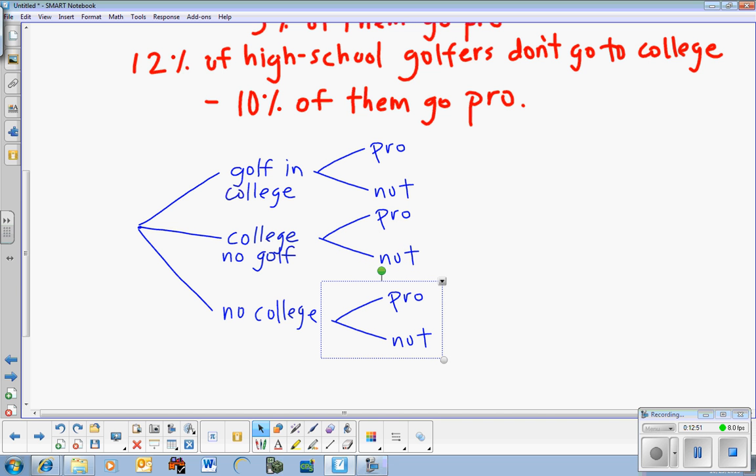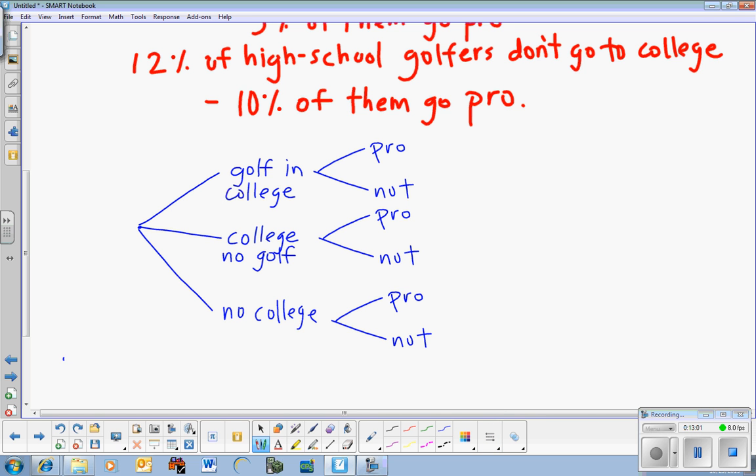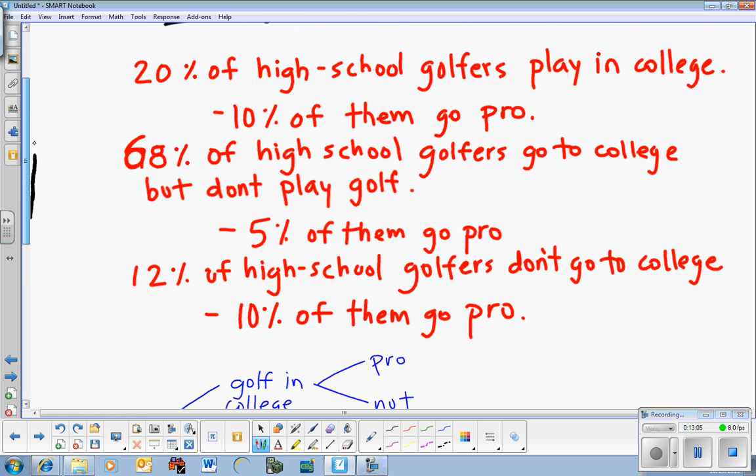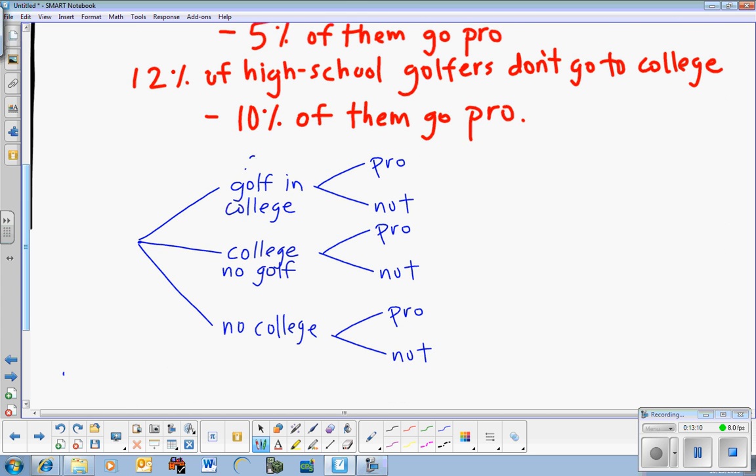And there's lots of variables that we could measure, but we're talking about, do these people make it as a professional golfer or not? So now we just go back in and we fill in our percentages. But we're going to put them in decimal form because when we multiply, we need to be multiplying in decimal form. Okay, so just put next to it the likelihood that it happens. 0.2, 0.68, and 0.12 are the probabilities of playing in college, not playing in college, and not going to college at all.